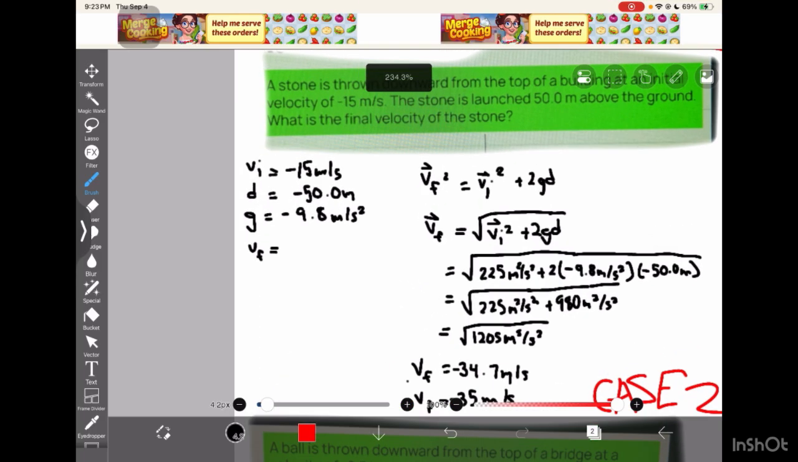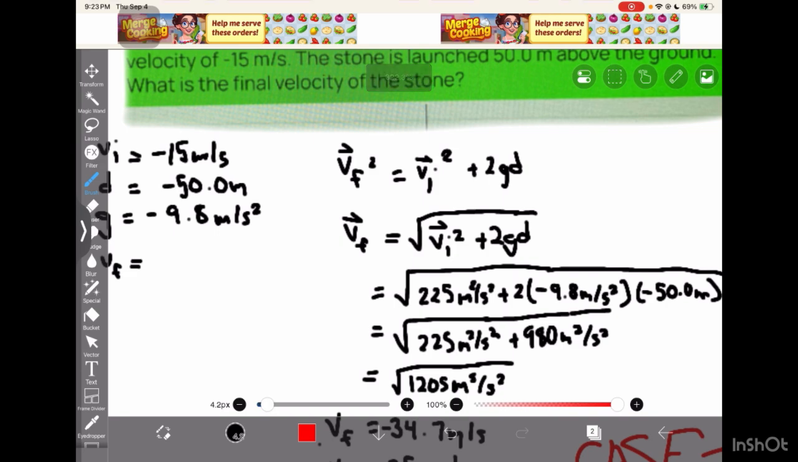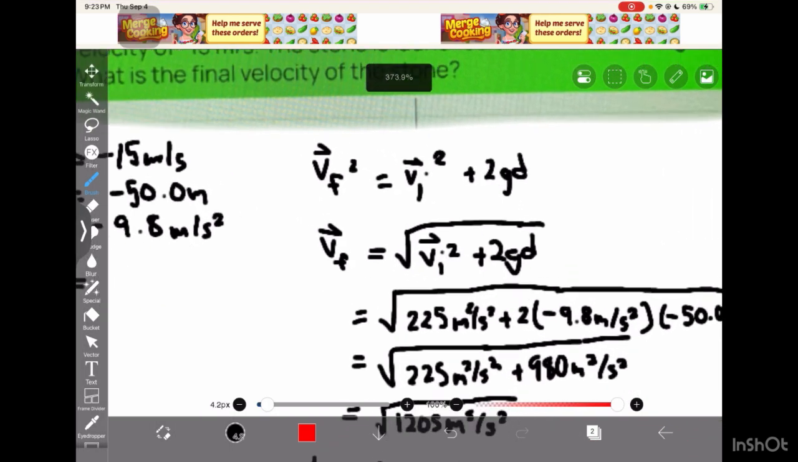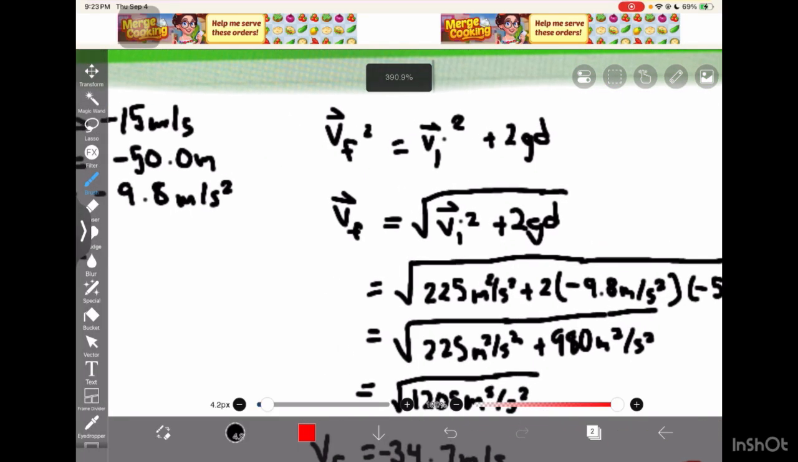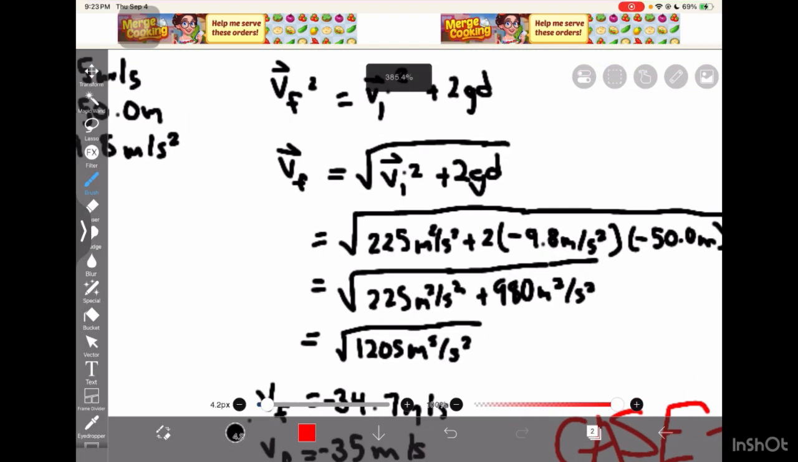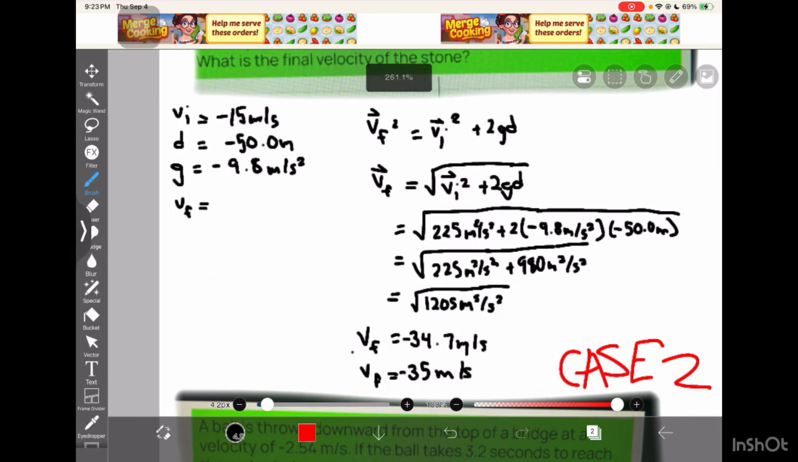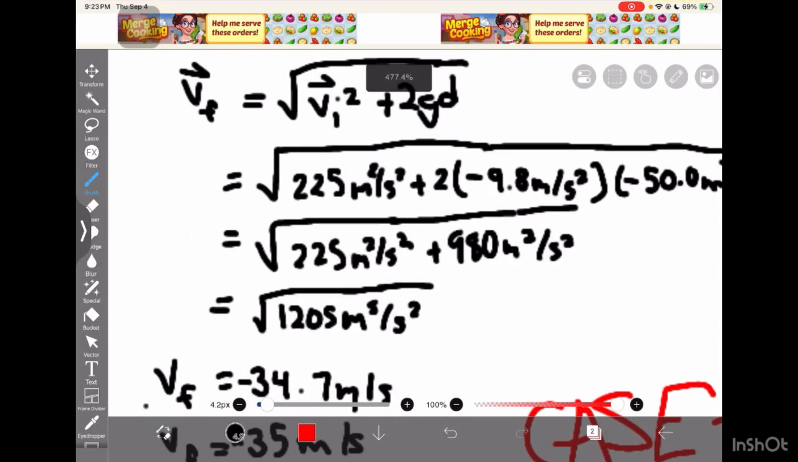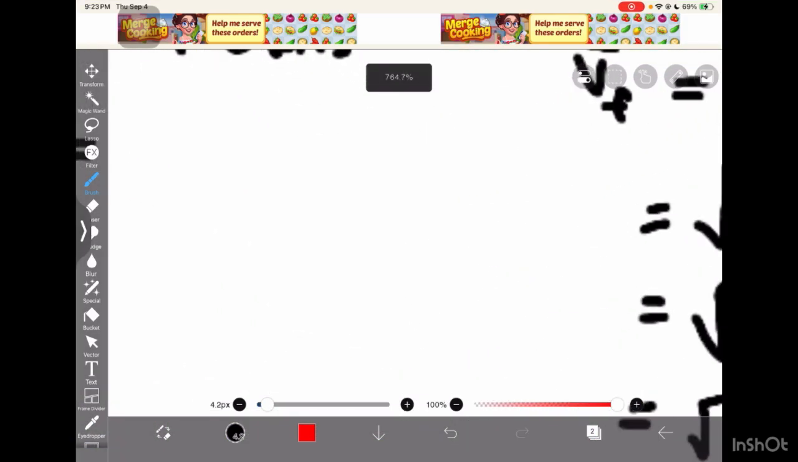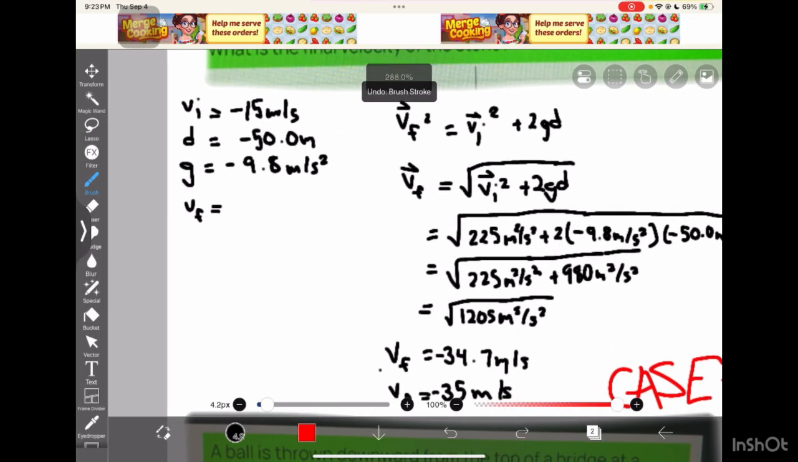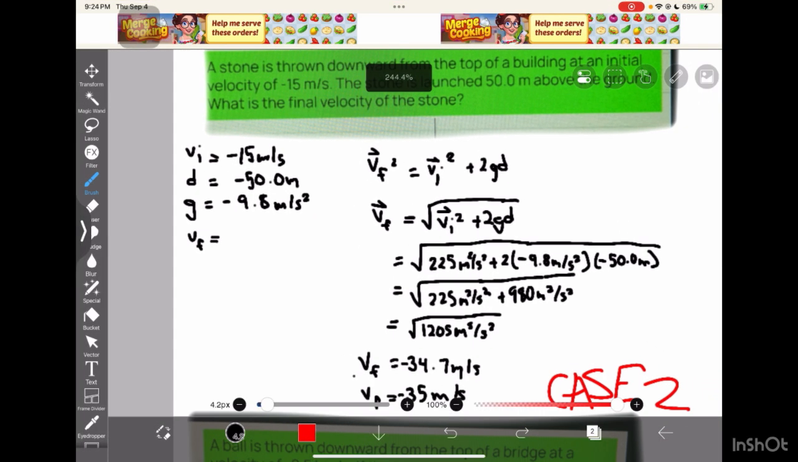So let's calculate. First, we need V sub final, because it's the final velocity. Using this formula, since we already have the givens, we can just substitute the values. As you can see, negative 9.8, negative 50.0 meters. To clarify on the displacement, because it's south direction, since we throw it down from a building, that clarifies our negative 50 meters.